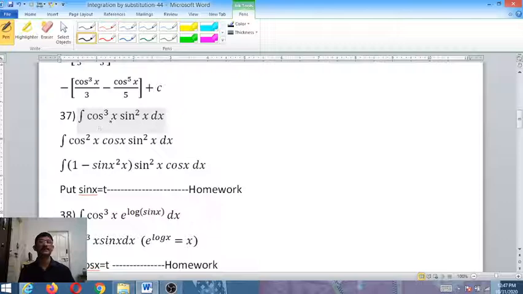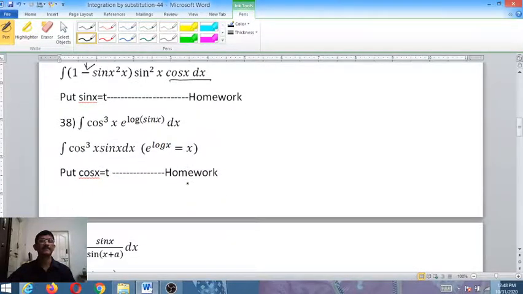Look at here. Again cube is for cos function. So write this as cos square x into cos x. You write this cos square x as 1 minus sin square x. You write cos x in the end. So which is the function when differentiated gives cos x? It is sin x. So you take sin x equals t and do it as homework. So it will become integral of the same problem, 1 minus t square into t square into dt. It is not minus dt, it is plus dt. Simplify it and get the result. It's a very simple problem.